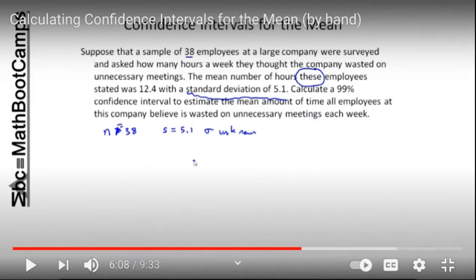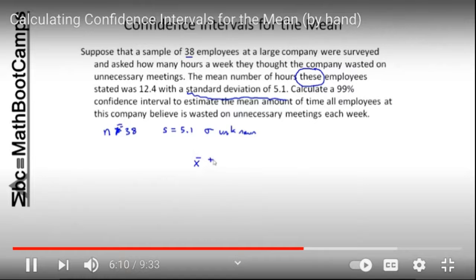Okay, so again, it's really important that you read the question carefully and you pinpoint: the mean number of hours these employees stated was 12.4 with a standard deviation of 5.1. These employees are going back to the 38 employees. This is not the population standard deviation. This is the sample standard deviation. So the important part is read the question carefully.